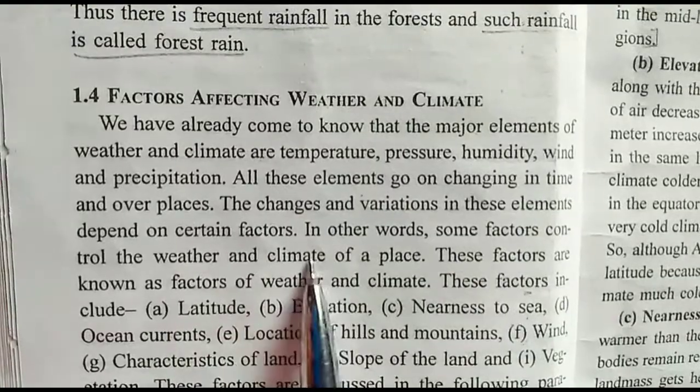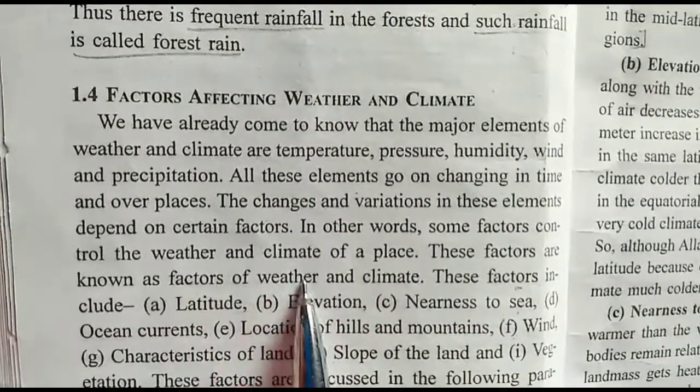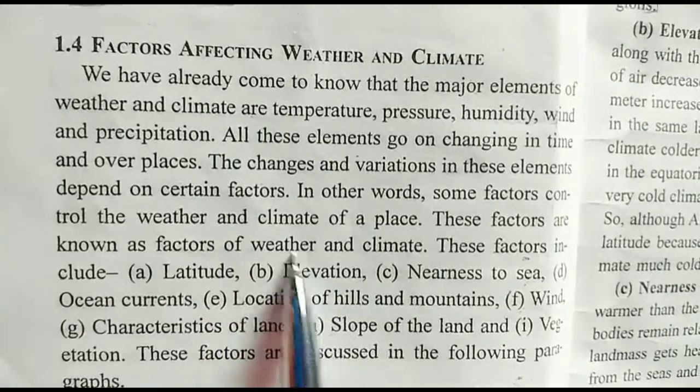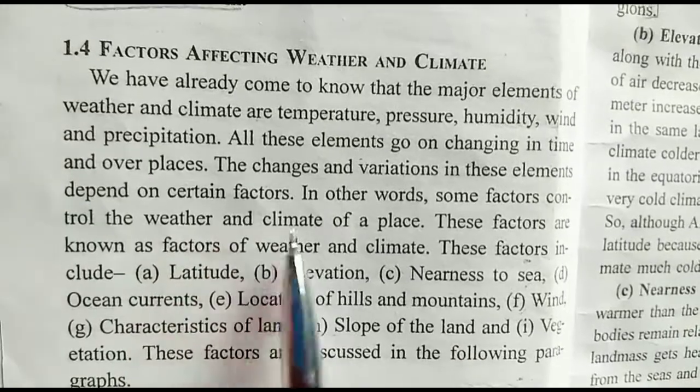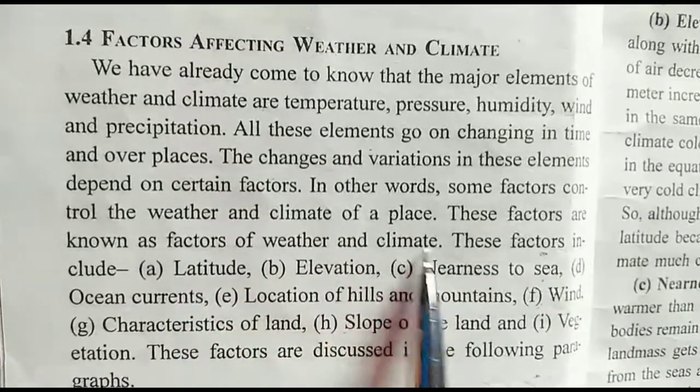In other words, some factors control the weather and climate of a place. And these factors are known as factors of weather and climate. Means there are some factors which are responsible for the different weather and climate of a place, and these are called factors of weather and climate.